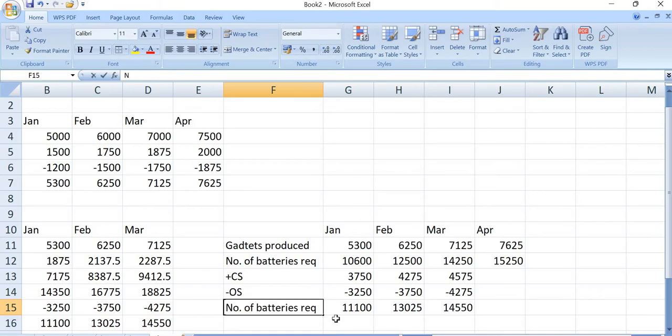This is the number of units to be purchased. Either way you can calculate, whichever is easy you can follow that method. Now let's move on to the next question.